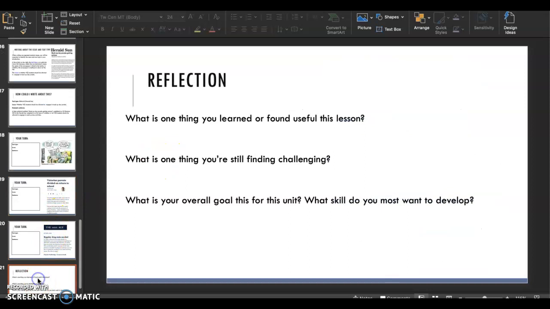Okay, final thing I want you to do is a reflection. So what is one thing you learned or found useful for this lesson? What is one thing you're still finding challenging? And what is your overall goal for this unit? This is getting you to think about what skill you most want to develop. This is getting you to reflect on the stuff that you did in the last lesson. I want you to continue to think about that as we move forward.